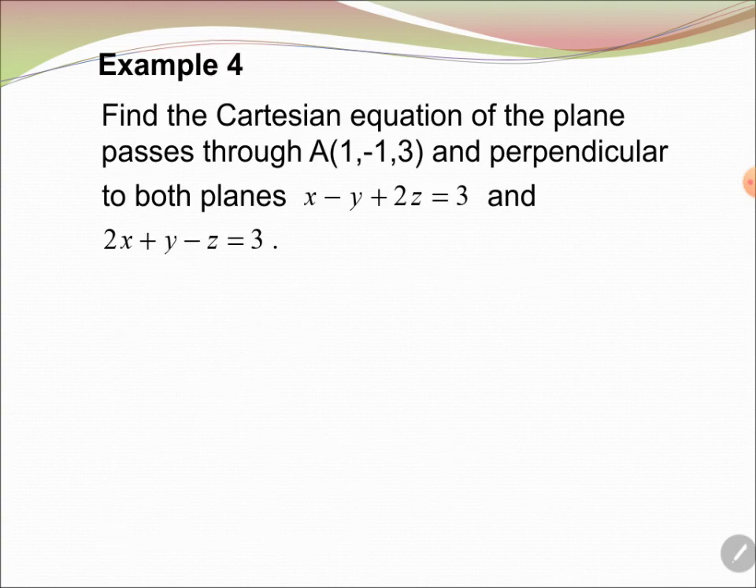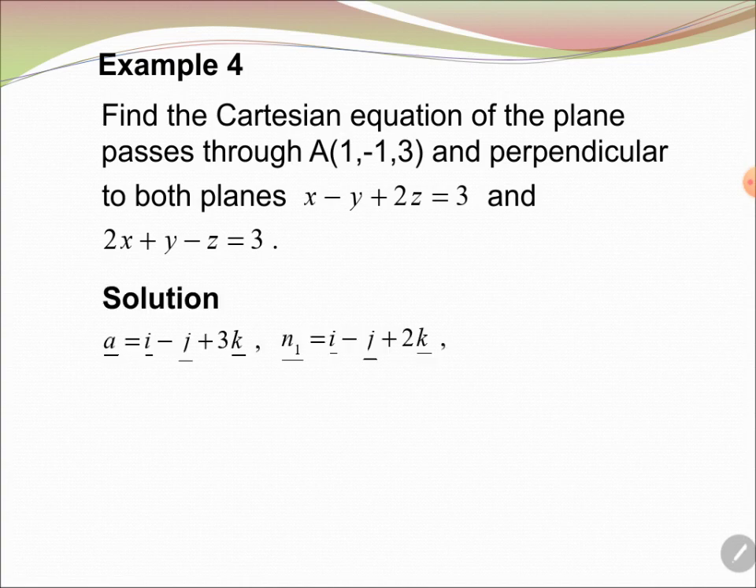Example 4. Find the Cartesian equation of the plane that passes through A(1, negative 1, 3) and is perpendicular to both planes x minus y plus 2z equal to 3 and 2x plus y minus z equal to 3. So how do we sketch this plane? It passes through point A(1, negative 1, 3), which means that A is the fixed point on the plane. And then this plane is also perpendicular to both planes. So how can we sketch this plane?